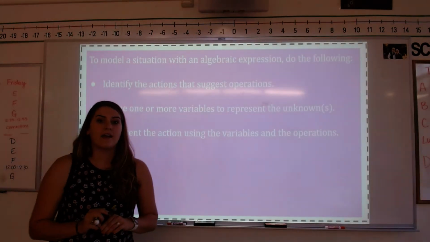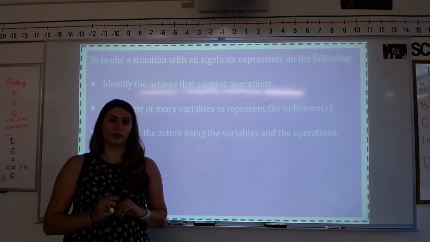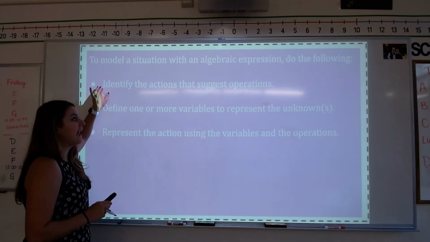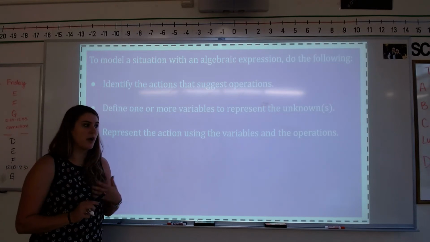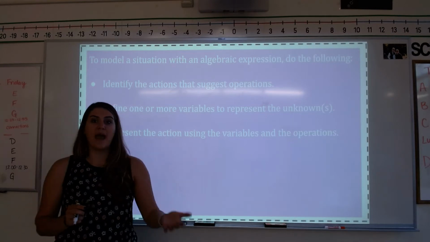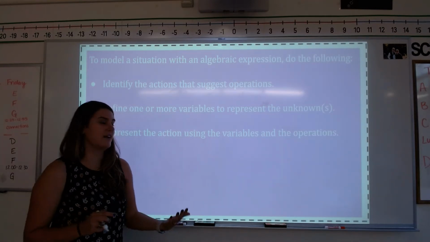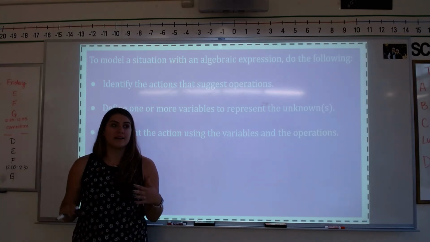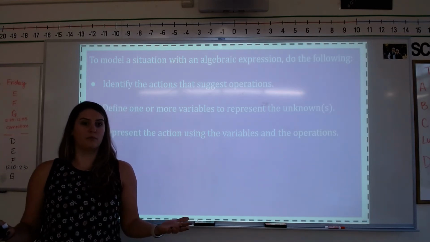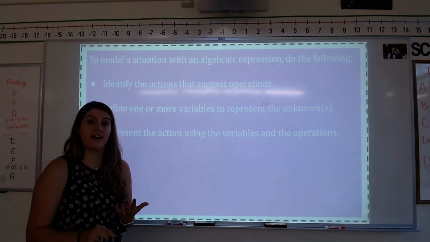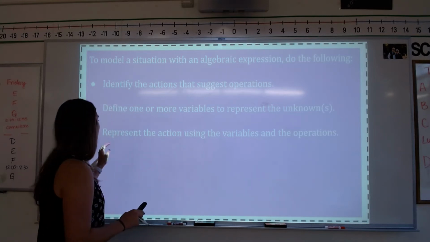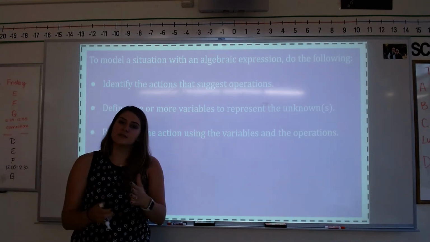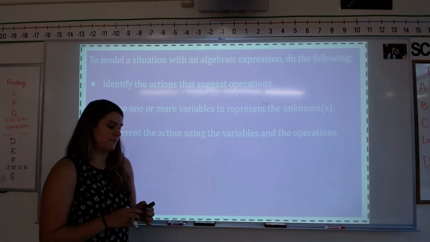Now we're going to look at writing expressions that can model real-world situations, and there's 3 things we want to make sure that we're doing. Identifying the actions that suggest operations. So what are some actions that would result in you adding, or subtracting, or multiplying, or dividing? Define one or more variables to represent the unknown. So anytime there's something that you don't know what that value is going to be, you want to make sure you're defining it whenever you use a variable. And then number 3, represent the actions using the variables and operations. That just means actually go ahead and write that expression.